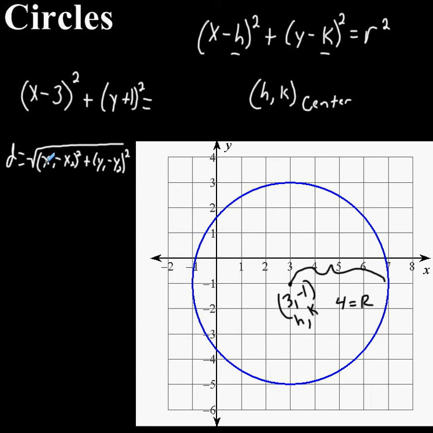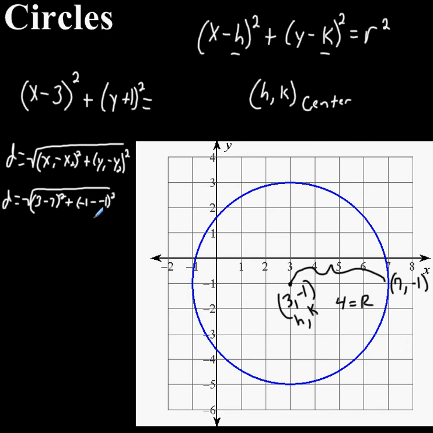Now x1, x2, y1, y2, that's referring to two points. This point and that point. Okay, so we've got the center right here, and this point here is (7, -1). Alright, so let's try it out. Let's plug these values into the equation. D is equal to the square root of, let's see, (3 minus 7) squared plus (-1 minus -1) squared.